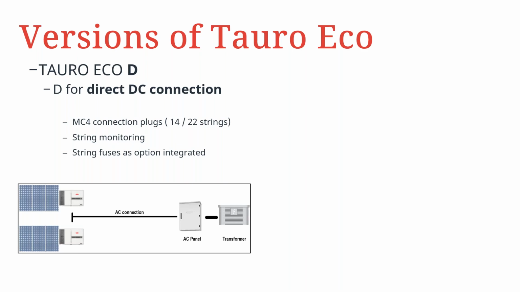So this is when the inverter has MC4 connection plugs underneath the inverter, 14 connections for the 50 kilowatt variant, and 22 string inputs for the 199 kilowatt variant. So this allows you to do string monitoring, and string fuses as an option are integrated into the inverter.